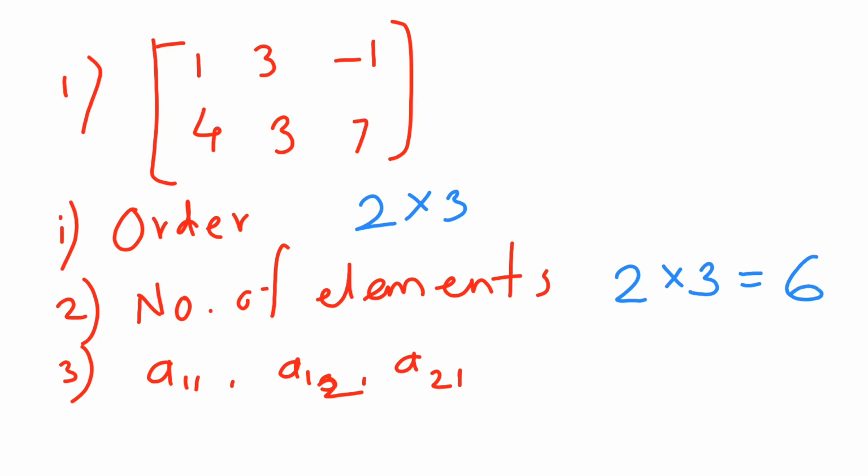And what is A11? A11 is the element corresponding to the first row and first column. So the element corresponding to the first row and first column is 1. So A11 is 1. What is A12? The element corresponding to the first row and second column. So first row, second column, it is 3. Now A21, that is the element corresponding to the second row and first column, that is 4.